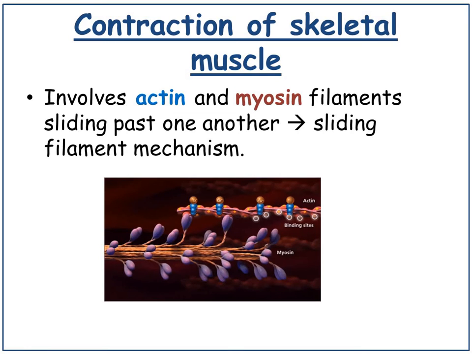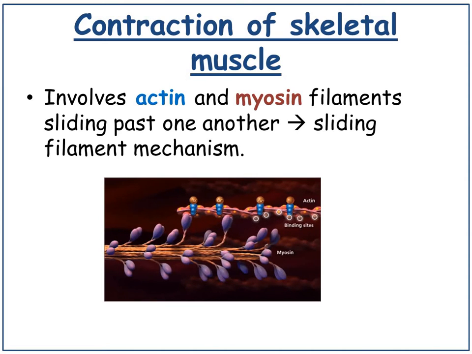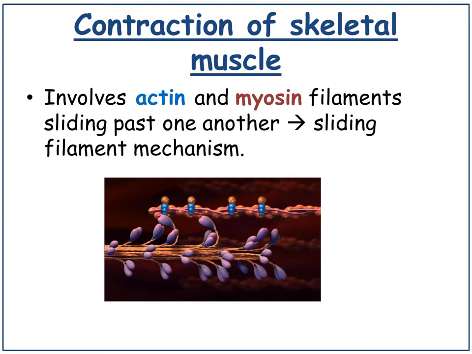So, the contraction of skeletal muscle involves two proteins, a thin protein called actin and a thicker protein called myosin. The actin and myosin filaments slide past one another, and that is what is known as the sliding filament mechanism.